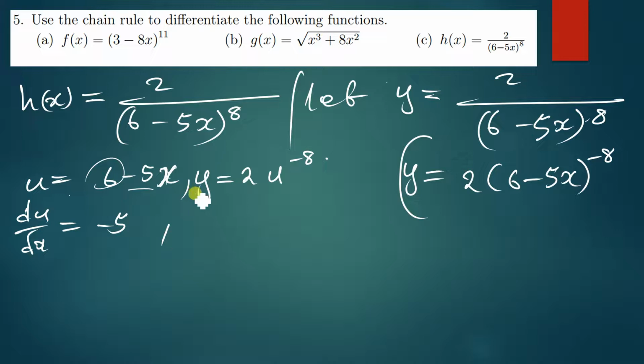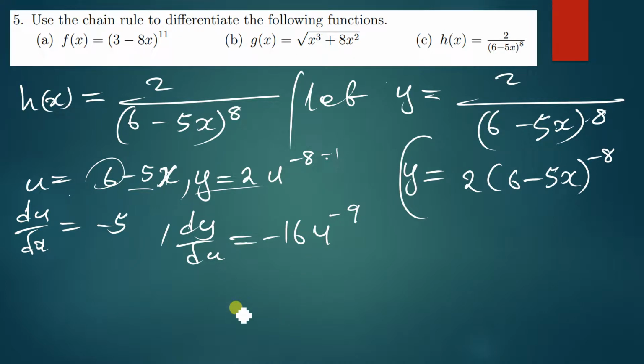And then differentiate this one with respect to u. This one is going to be dy du. So negative 8 times 2, we're going to get negative 16. So we have negative 16 u, and then u to the power negative 8 minus 1 there. That will give us what? When you say minus 1, that will give us negative 9.